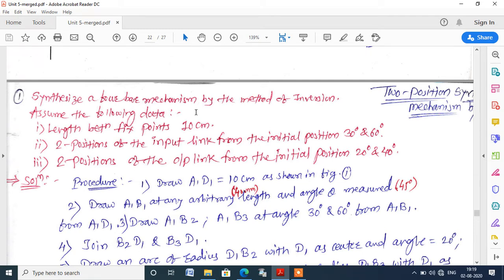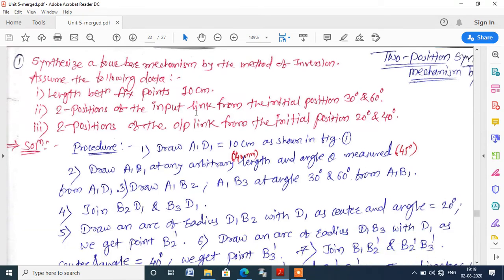So there are two methods of the dimensional synthesis, analytical and graphical. In graphical again there are two methods. The first graphical method is method of inversion and the second graphical method is relative pole method. So we will see the problem directly by method of inversion and relative pole method. So let's start the problem by method of inversion. You write down this problem.